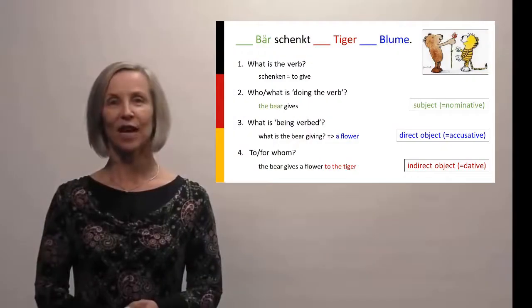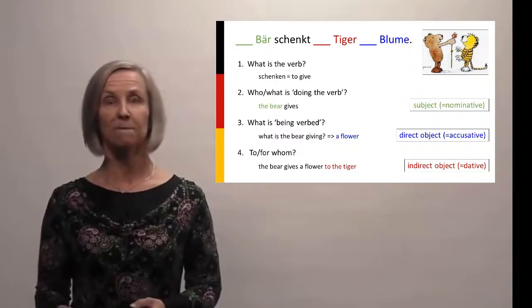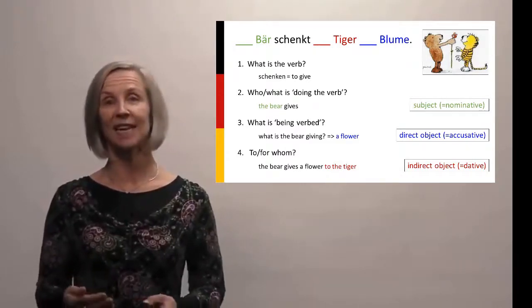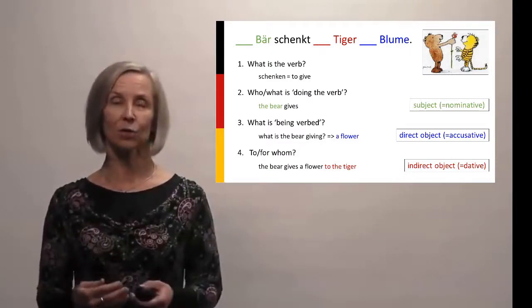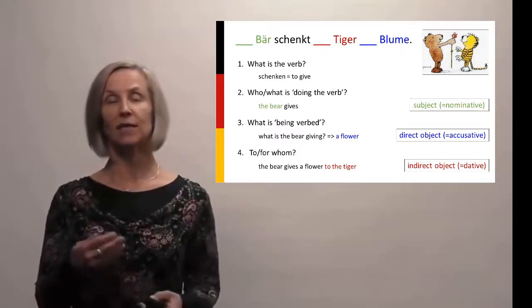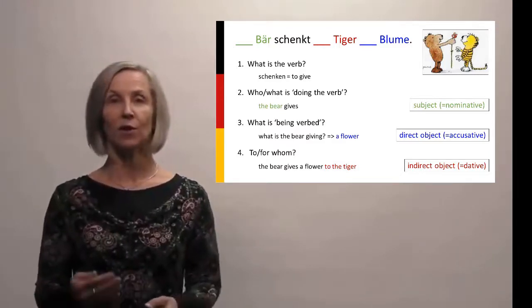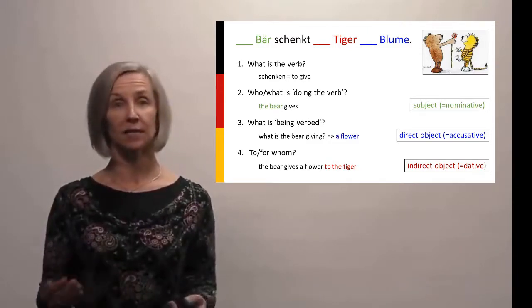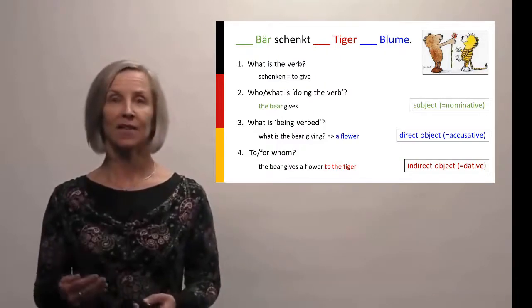So let's return now to our sentence about the bear giving the tiger a flower. And you'll notice there that I've removed the articles from this sentence. And this is so we can go through the questions we need to ask in order to work out what is the subject, what is the direct object, and what is the indirect object. The first three questions here we've already been using to work out subjects and direct objects, so we're just adding a fourth question. Let's run through it here.